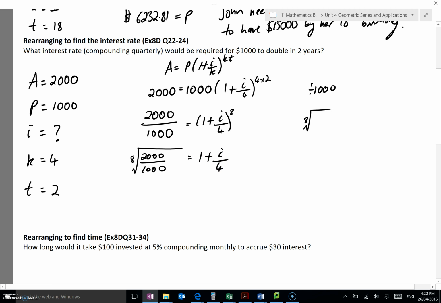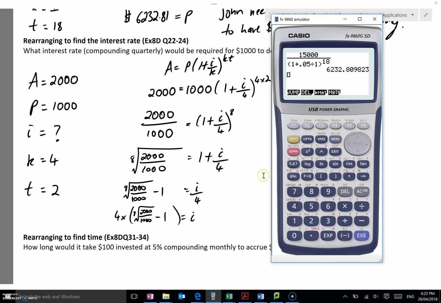It's looking good. I want to get this I on 4 by itself. This plus 1 is hanging around, so I'll subtract 1 from both sides. So the 8th root of 2000 on 1000 minus 1, and then that 4 on the bottom, so I need to multiply both sides by 4. I need to make sure I use brackets, so I'm multiplying that whole expression by 4, not just the first part. Okay, onto our calculator.